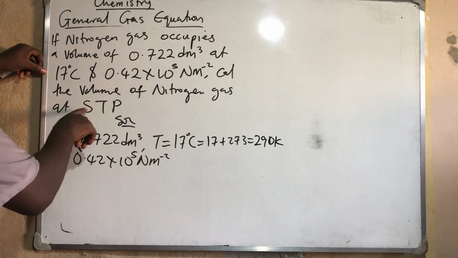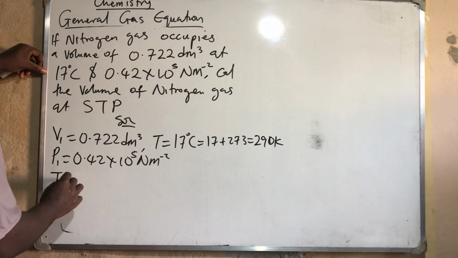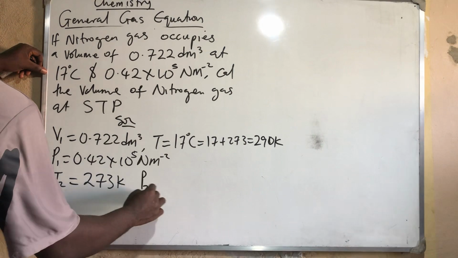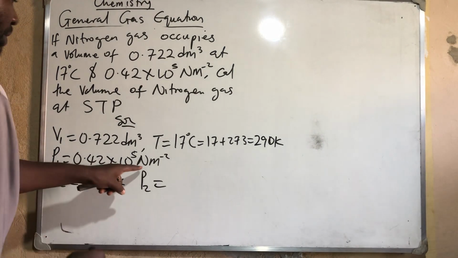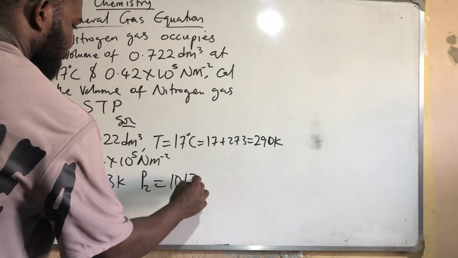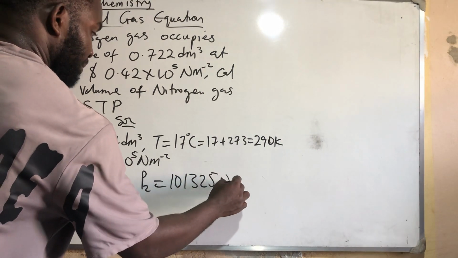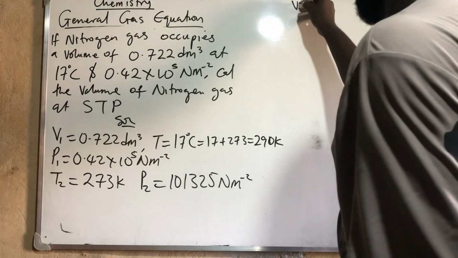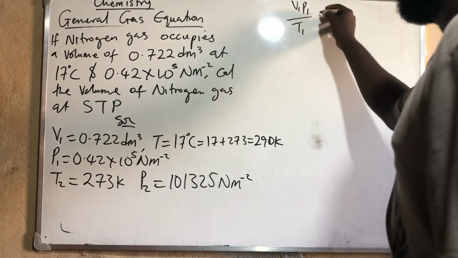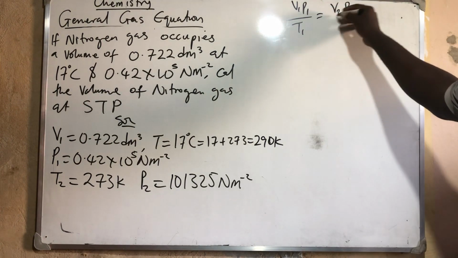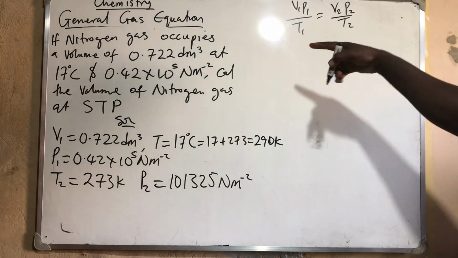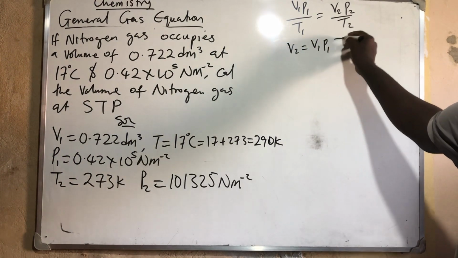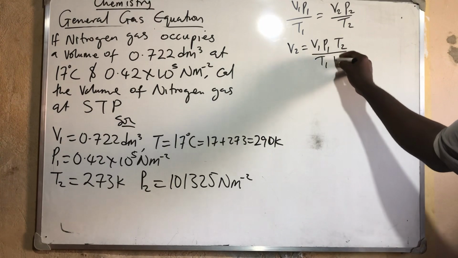Okay. So now they say STP. So T2, which is the standard temperature, is 273 Kelvin. All right. Then the standard pressure P2 is equal to 101,325 Newton per meter square. So I know my formula that says V1 P1 over T1 is equal to V2 P2 over T2. If I cross multiply, I'm looking for V2. My V2 will now be V1 P1 T2 all over T1 P2.